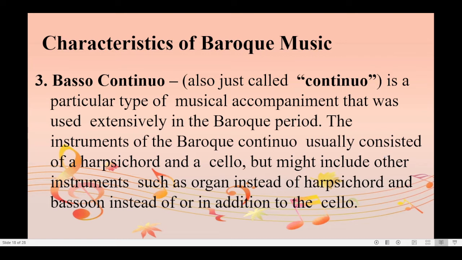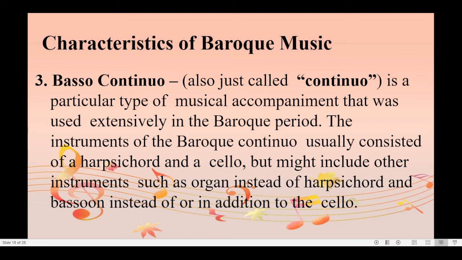Okay, or it is just called continuo, no? It is a particular type of musical accompaniment that was used extensively in the Baroque period. The instruments of the Baroque continuo usually consisted of a harpsichord and a cello.